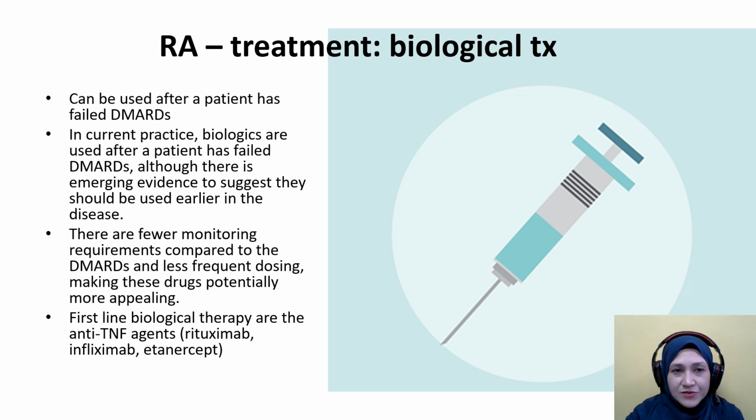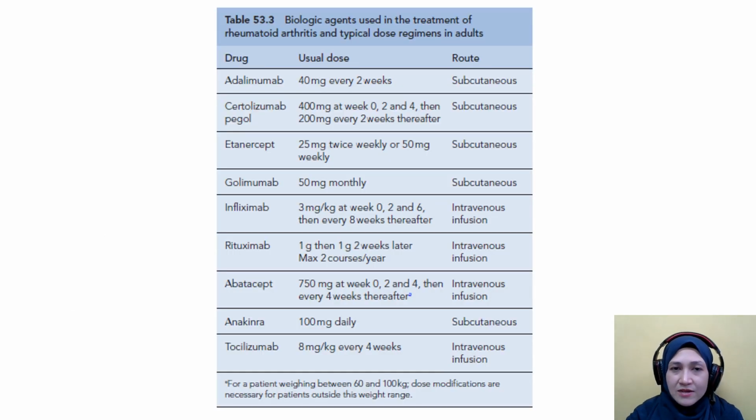For the biological treatment, it can be used if the patient failed a DMARD, and it can have fewer monitoring requirements as compared to DMARD. The first line can be rituximab, infliximab, or etanercept, but of course the cost will be higher. So these are the example of biological agents. So all of them are not available orally. Okay, so the patients need to take it either subcutaneous or IV injection.